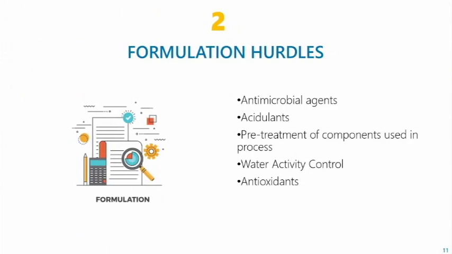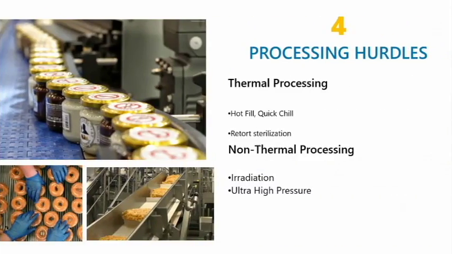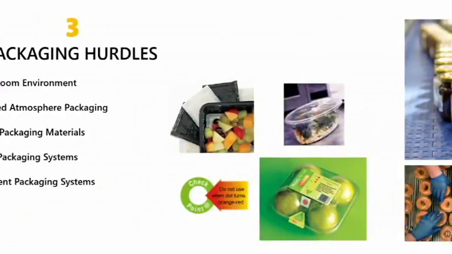The next one is formulation, and definitely we use a lot of preservatives in the processed food to prevent the growth of microorganisms in the food, and we can also maintain water activity control. But hey, what happens if we are using milk? We cannot add acidulants, antioxidants, and antimicrobial agents in the milk. If Mother Dairy is selling milk, or if Amul or any other brand is selling milk to you, they cannot add antioxidants and all that stuff. So what will they do? They will follow packaging, and they will follow processing hurdles. I will come back to processing hurdles. First of all, let me talk about packaging hurdles.